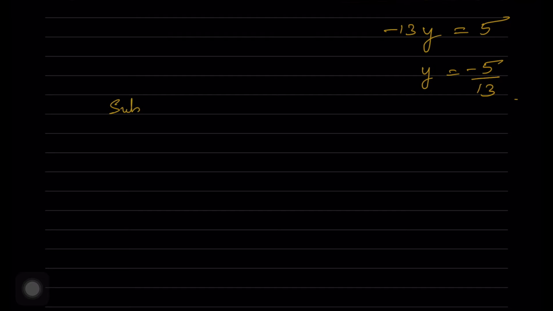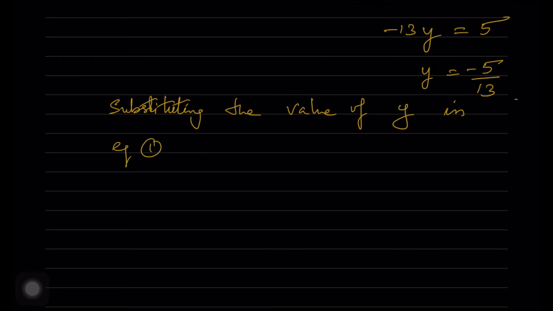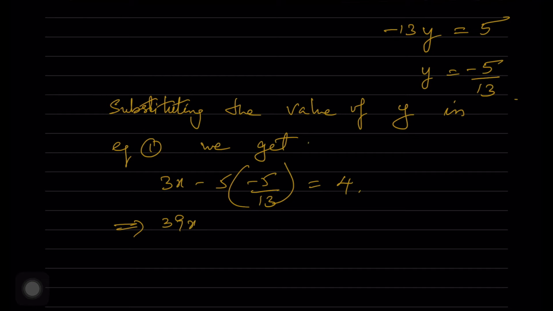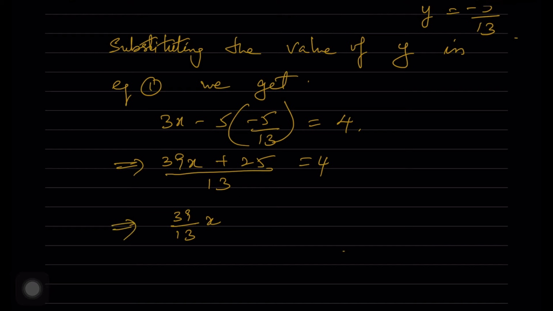Now putting the value of y in equation 1, we get, so what are we getting here? 3x minus 5y is equal to 4. So that means in the place of y we are putting it as minus 5 by 13. So here you are getting, if you are taking LCM, 39x plus 25 by 13 is equal to 4, or 39x by 13 plus 25 by 13 is equal to 4.